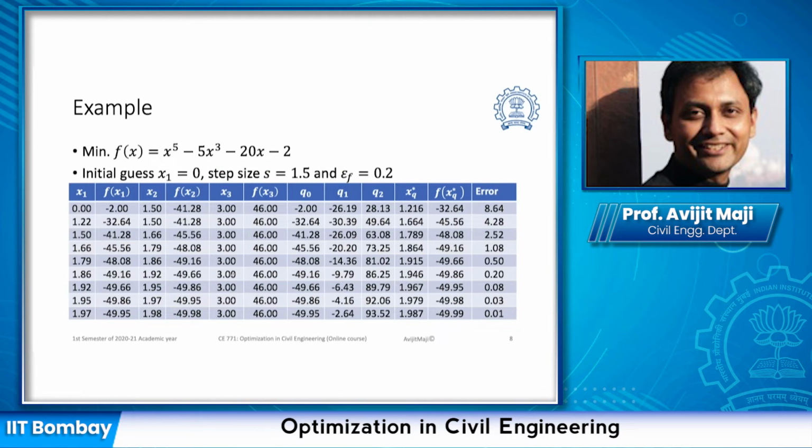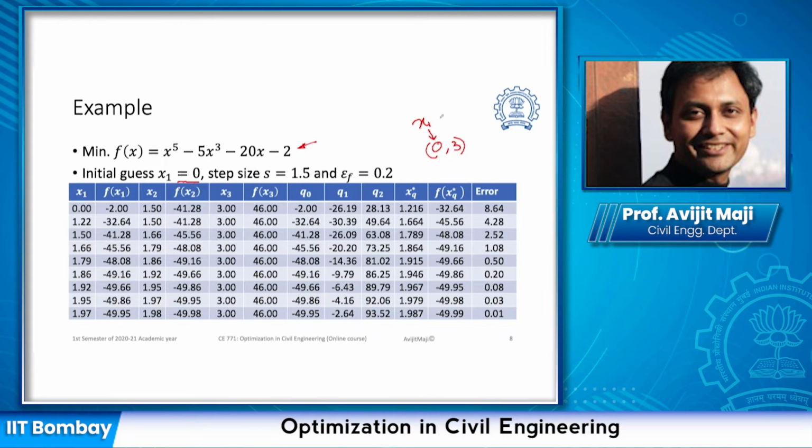Now let us look into an example where we can show how this method works. If you recall, we used this particular function in our earlier methods, and in this case we are saying that our initial guess point starts at 0. If you recall, earlier we said the bracket is between 0 and 3.